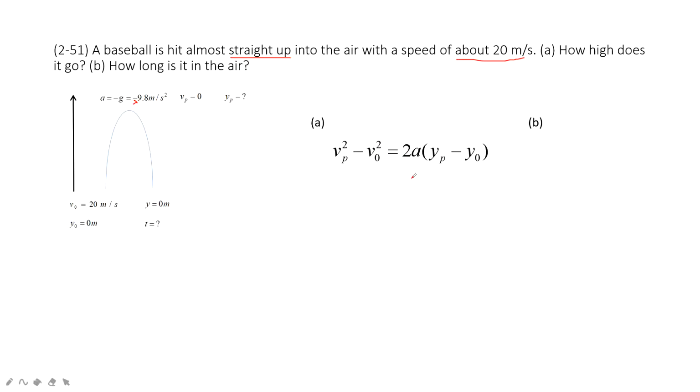So we input the known quantities. At the peak, velocity is 0, and at the initial, the position is 0, and then we get yp in this equation. Inputting the known quantities, we get 20 meters.